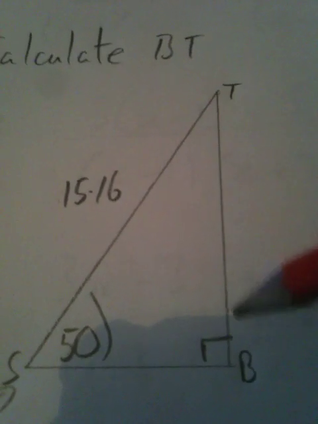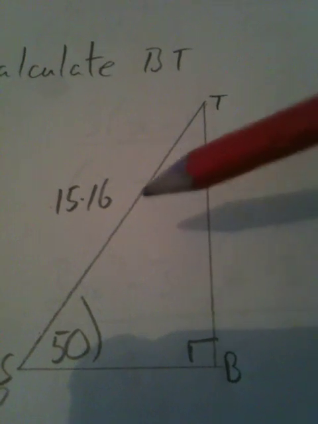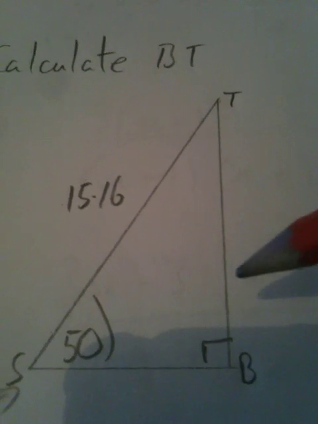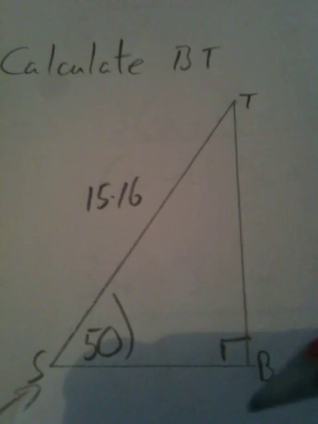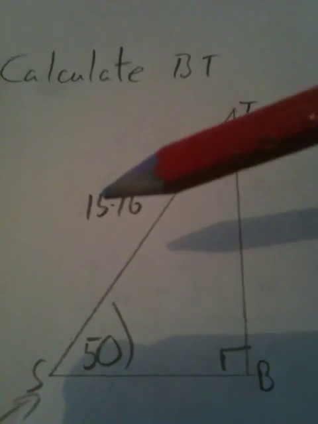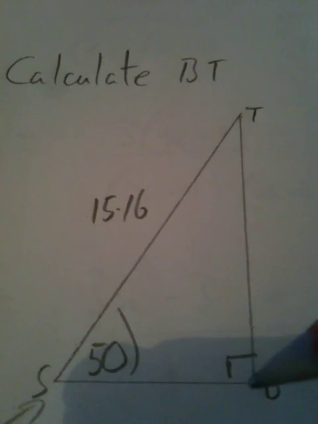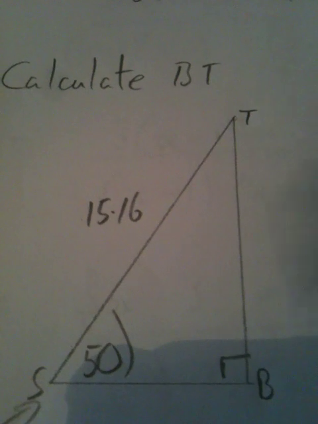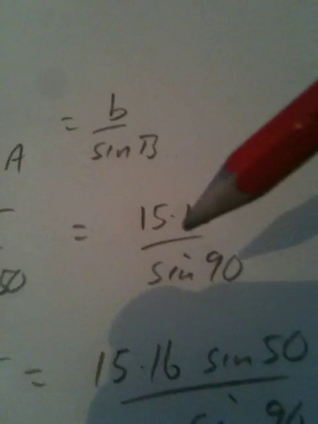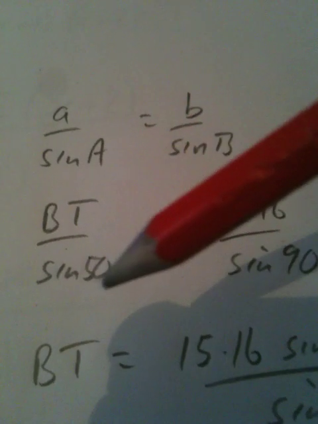If we like trigonometry, SOHCAHTOA, sin, cos and tan, we could start labelling the sides. I just find most pupils like to use the sine rule again, so it would be 15.16 over sin 90 is side BT over sin 50. To work out BT, cross multiply the sin 50, hit the buttons on the calculator: 11.61.